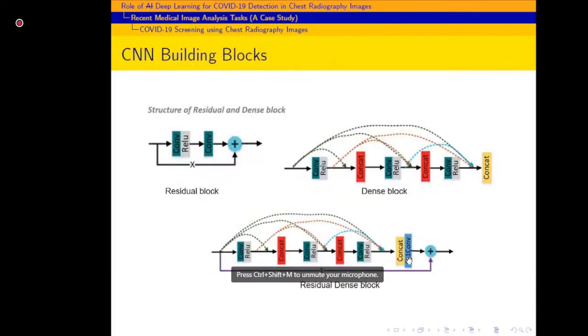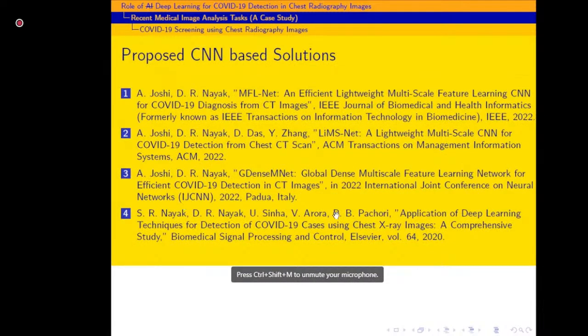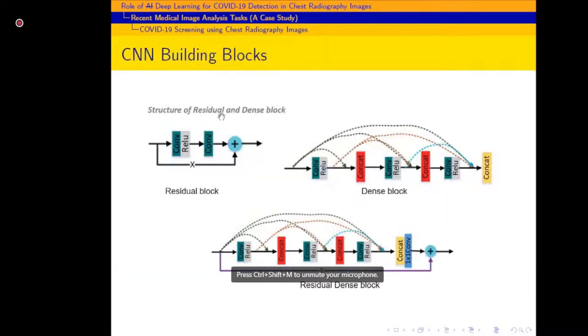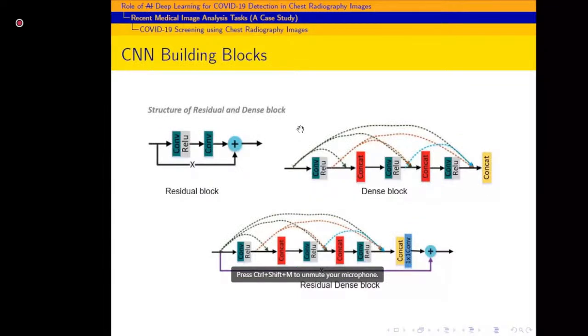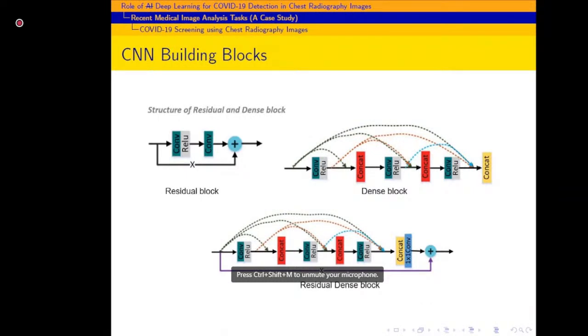I am interested in highlighting only one paper, which we recently presented at IJCNN in Italy. Our main goal was to develop a multi-scale CNN-based architecture. Although you will find the same concept in some popular CNN models like Inception, the way we developed this multi-scale, lightweight architecture is pretty different from others. And these are some of the building blocks that you might have seen in ResNet, DenseNet.